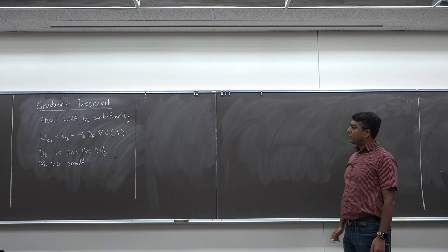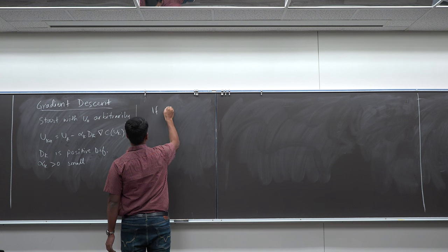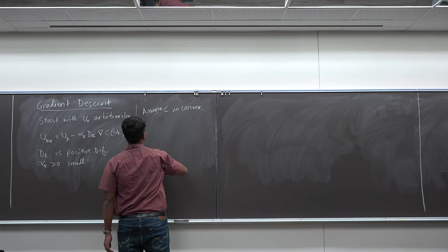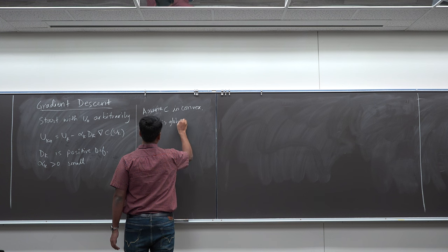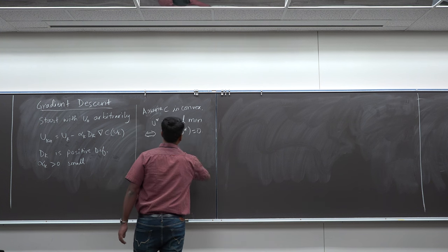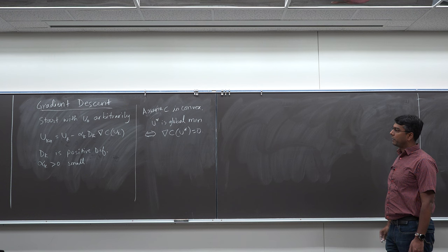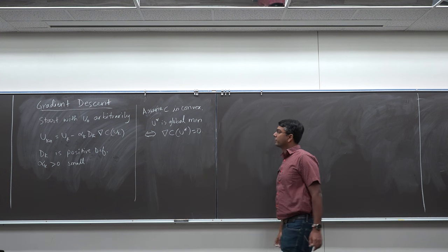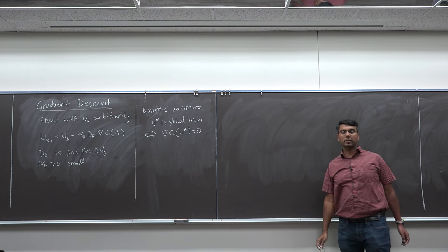One thing we did not talk about is what happens if the function C is convex. So assume that C is a convex function. Then U star is a global minimum if and only if the gradient of C at U star is equal to 0. So we are taking the gradient of C with respect to U, evaluating it at U star, and that will always be zero at the global minimum. The other cool thing is if you run the gradient descent algorithm and C is convex, you will always converge to the optimal solution.